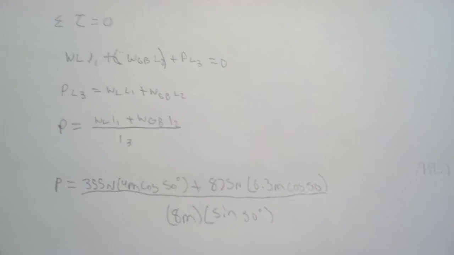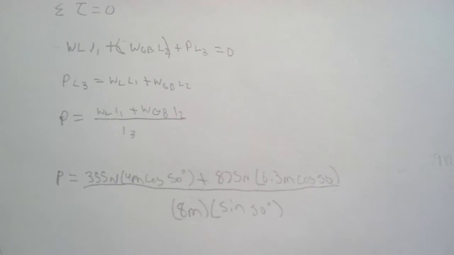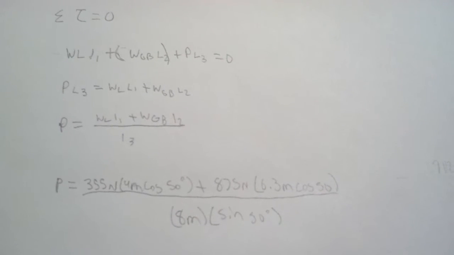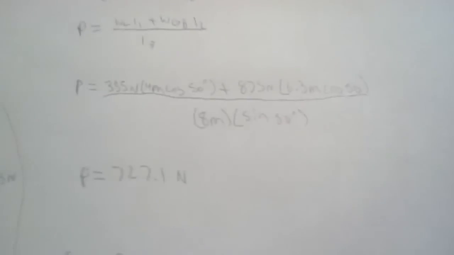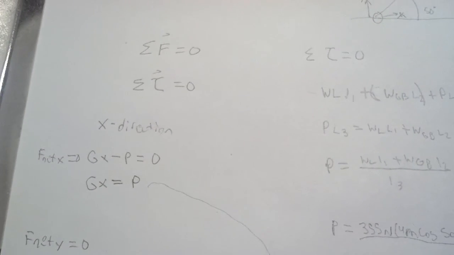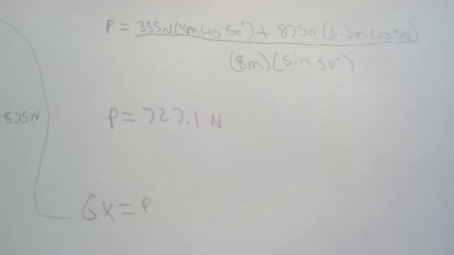So you plug in your numbers. 355 newtons times 4 meters cosine 50, plus 875 newtons times 6.3 meters cosine 50, divided by 8 meters sine 50, gives you P equals 727.1, and as we said earlier, gx equals P, so gx is also going to be 727.1 newtons.